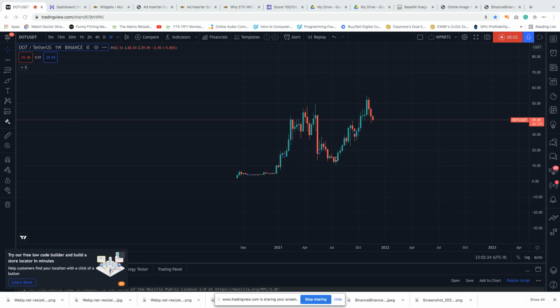I am Bitcoin Gorilla, and in this analysis, I'll be looking at Polkadot. We are going to be drawing this chart together from scratch, so do hang in there.